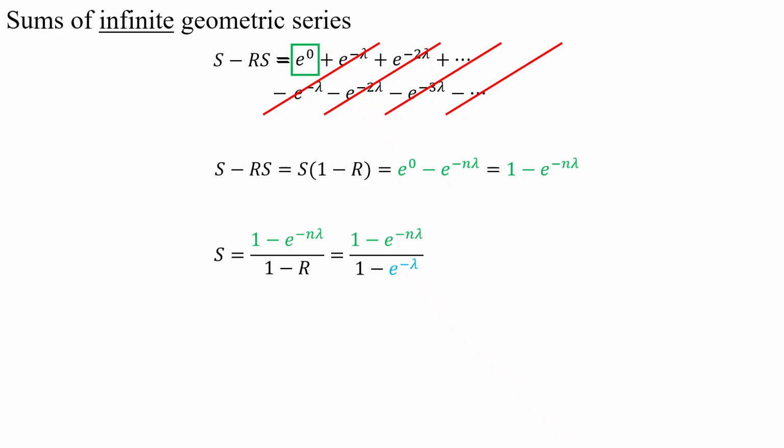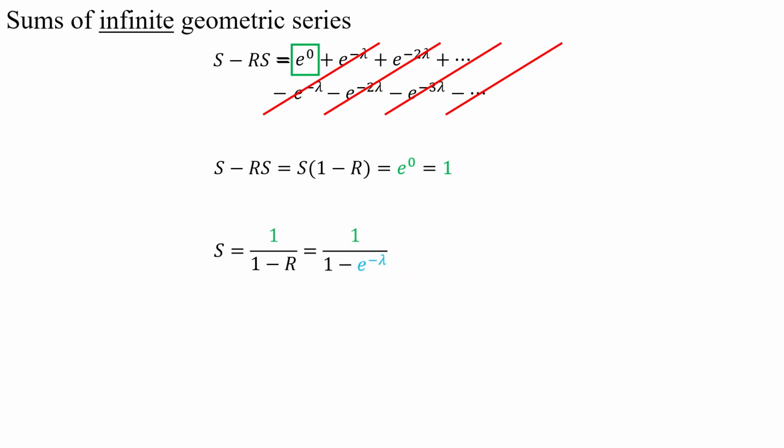And so now the only term that we're left with is the e to the 0, and that e to the 0 just equals 1. Okay, so now S times 1 minus r equals 1. And so that means when we divide over 1 minus r, we get 1 over 1 minus r, or in this case, 1 over 1 minus e to the negative lambda. So again, hopefully in conjunction with the text, that provides you a solid handle on geometric sums, or sums of geometric series.